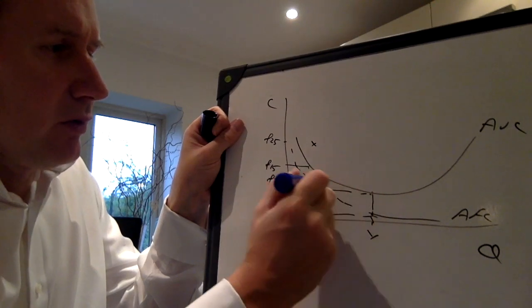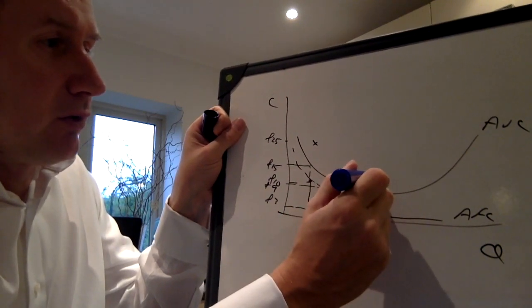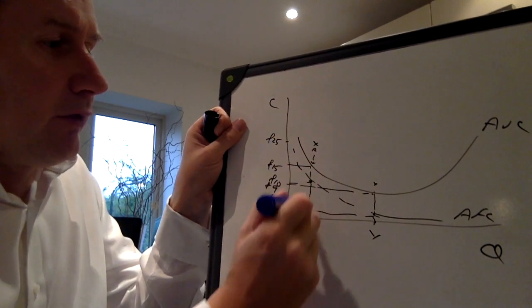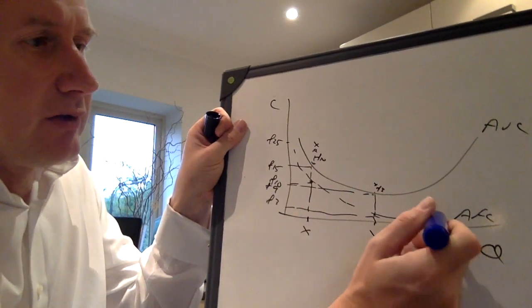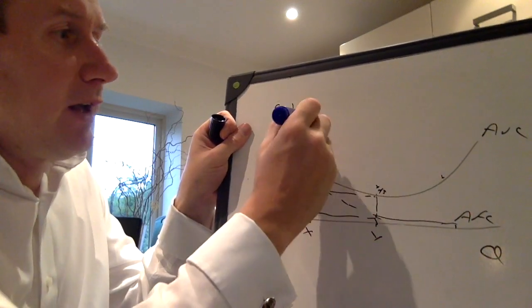At Y, my average fixed costs are about 3 quid. My average variable costs are about 9 quid. So, therefore, my average total cost is about 12 quid. So, whereas there we're adding on fixed costs of £10, here we're adding on fixed costs of £3. Here, your fixed cost per unit is more like about £1.